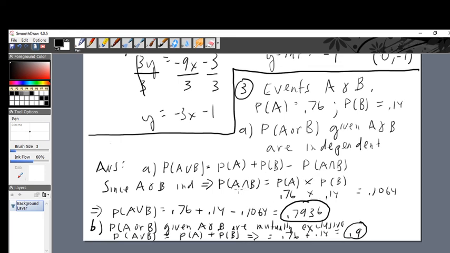And we were able to figure it out. Since they're independent, we know the probability of A and B is equal to the probability of A times probability of B. We got that. We were able to subtract it out. We got the answer. So that's the situation for problem number 3.